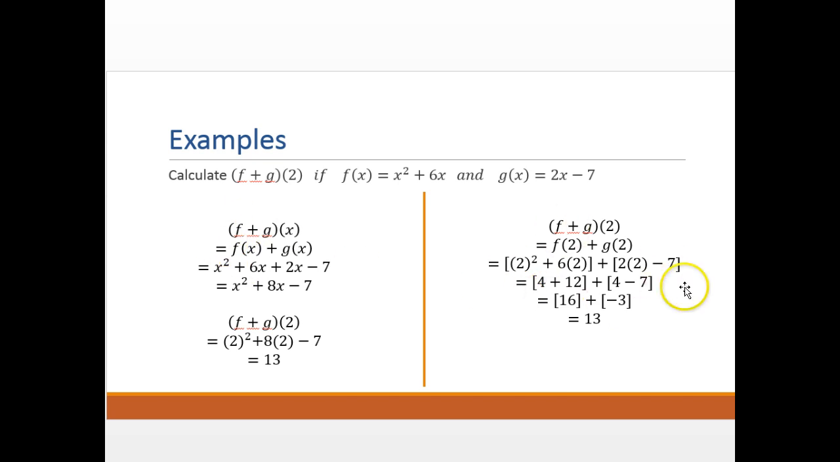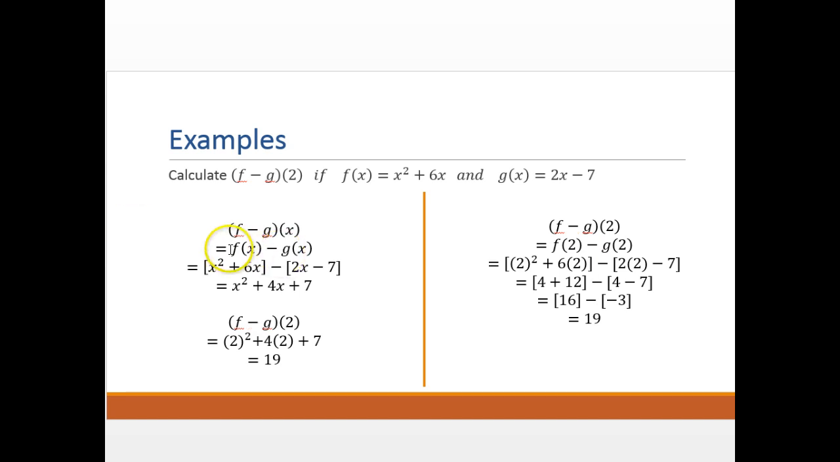A lot of you may say, well, why don't we just do it this way on the right? Sometimes this way on the left is actually much simpler. It allows you to actually work with the functions quicker and easier. You really need to be able to do both methods. Similarly, we can do f minus g of 2. We can do the same thing.